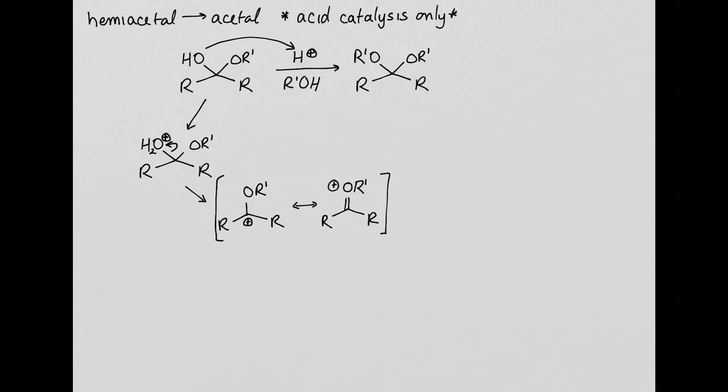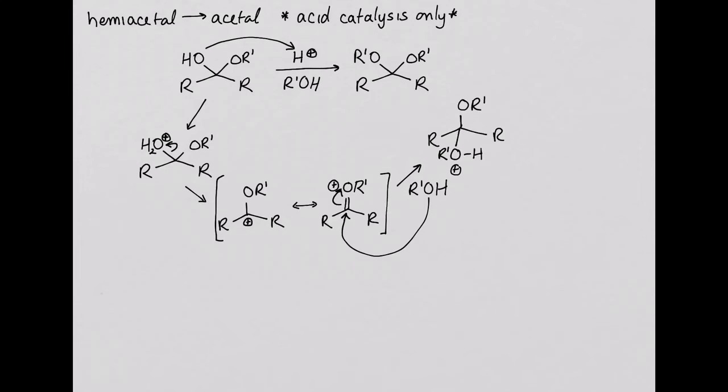In the next step, the molecule of alcohol attacks the good electrophile. This forms the tetrahedral intermediate. In the final step, this tetrahedral intermediate is deprotonated to form the neutral acetal product.